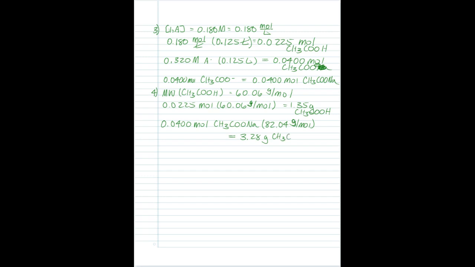CH3COONa. So we have more grams of the sodium acetate, and that's for two reasons. First of all, the sodium acetate just simply weighs more than the acetic acid because it has that heavy sodium atom on it. And secondly, because we need more of that base in order to raise the pH above the pKa.